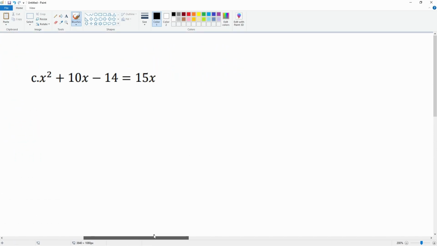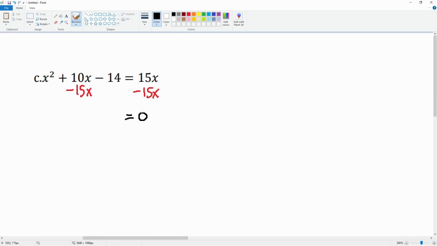Let's look at C here. Here we have to make it equal to 0, so we subtract 15x from both sides. Once we subtract 15x from both sides, it equals 0 on the right hand side. Bring everything else down. x squared, 10x minus 15x becomes minus 5x, minus the 14.